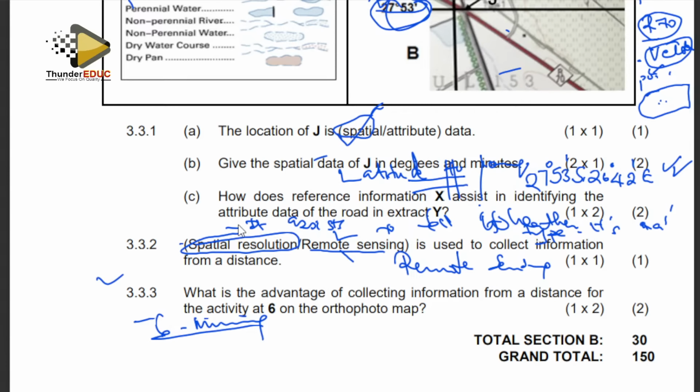If it's mining, what do we know about mining? Remember, mining is the extraction of minerals from the earth's surface. Maybe the minerals are dangerous. So if the minerals are dangerous or they can cause smoke, remember when they burst a rock, you can inhale the dust and you get sick. So when you collect information from a distance, it is good because you will be safe. Okay? So it is safer.